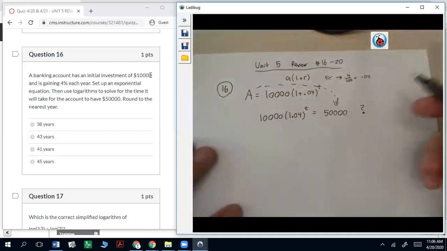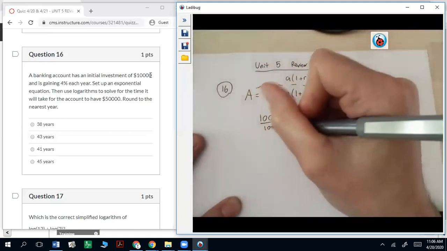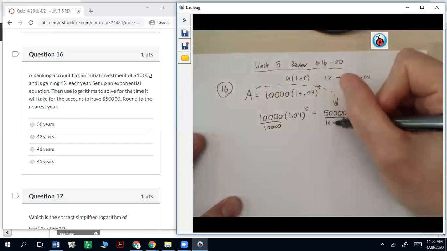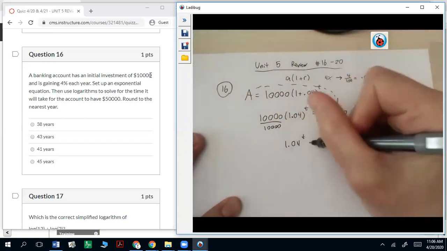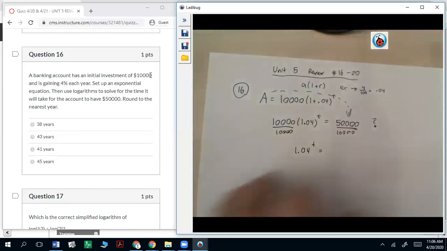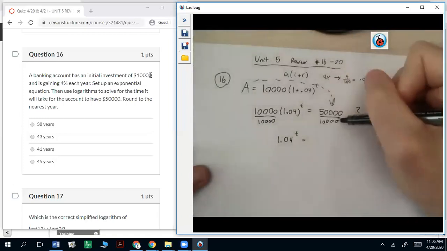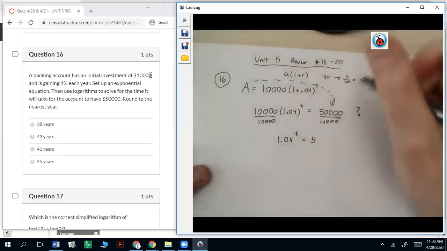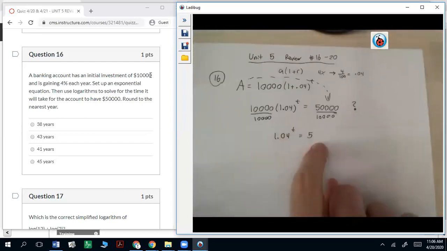So if I want to use logarithms, I'm going to divide both sides by 10,000. And that's going to be 1.04 to the t power equals 50,000 divided by 10,000. Well, how many times does 10,000 go into 50,000? Should be 5. And you can double check the math on that. That's the equation we're solving.